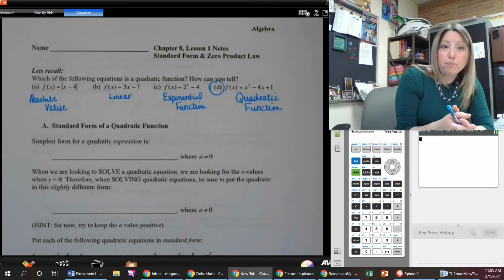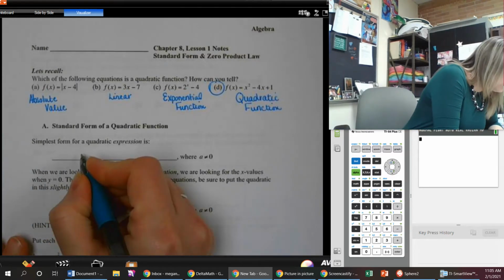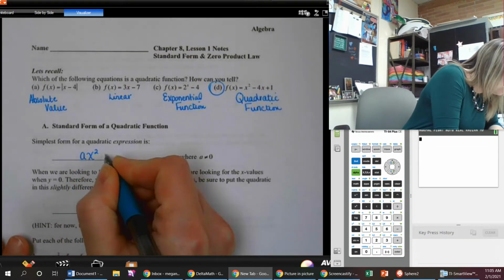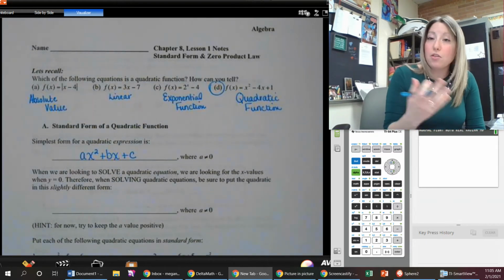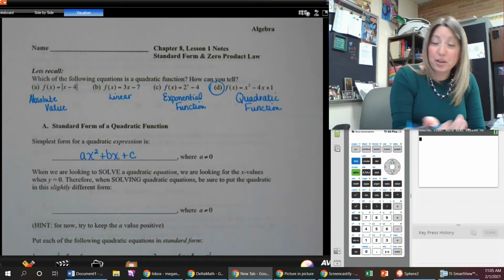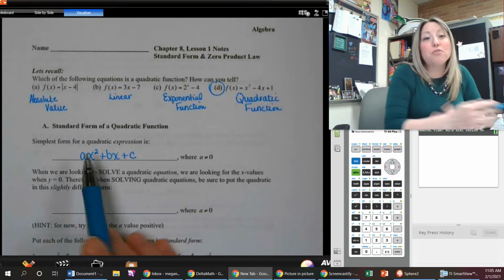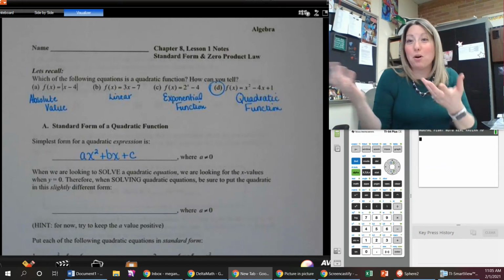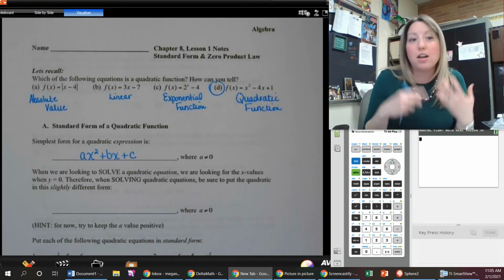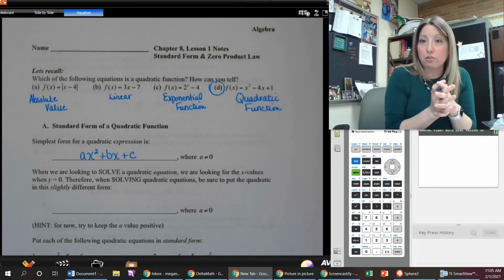The simplest form for a quadratic expression here, so not equation, is ax squared plus bx plus c, where a cannot equal 0. And the reason we say a cannot equal 0 is because, well, if the a value were 0, there wouldn't be an x squared here, and you wouldn't have a quadratic expression. So that's why we want to be careful about making sure to say a has to be there. Has to at least be a 1, if not something more or less, but it can't be 0. And you don't have a quadratic.